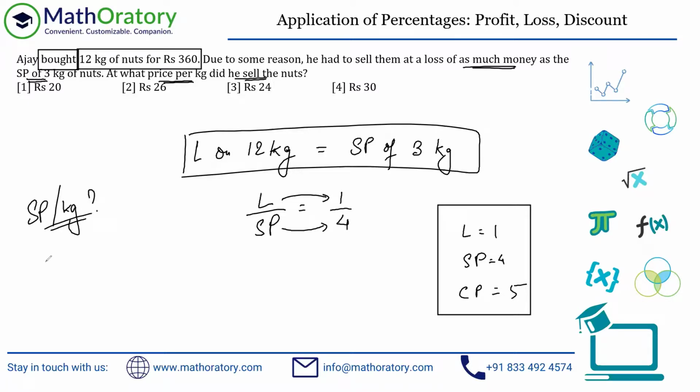Now, what is the cost price per kg? Just try to figure this out. He's buying 12 kg at 360 rupees. So the cost price per kg is 360 by 12, which is 30 rupees per kilo, right? So if this 5 is pointing to 30, that is the cost price, then the 4 should correspond to 24, right? Very naturally, this should happen. You can use the unitary method as well, but I hope this is easily understandable. 5 into 6, 4 into 6, right? So the selling price should be 24 rupees per kilo, as simple as that.